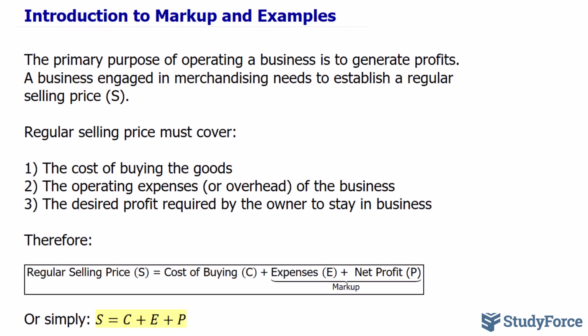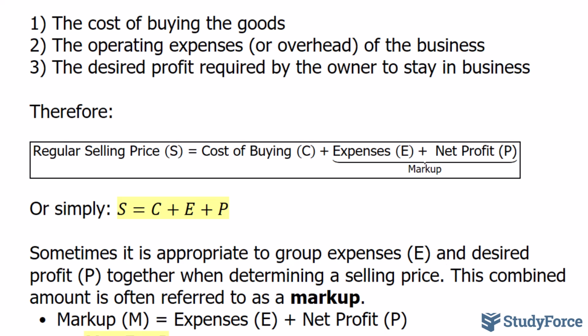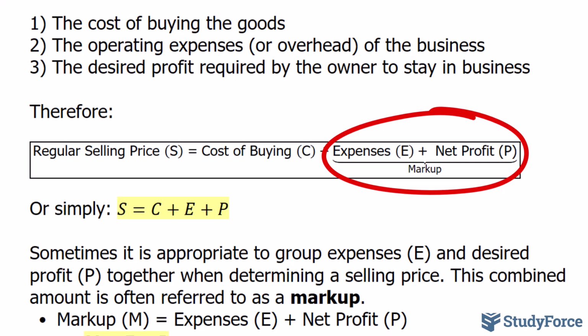This can all be summarized in the following formula, where your regular selling price is equal to the cost of buying plus the expenses plus the net profit. Now, if you take a look at this formula, we've assigned letters for each of these things: S for regular selling price, C for the cost, E for expenses, and P for profit. And you'll notice that expenses and net profit can be grouped together as what we call markup.